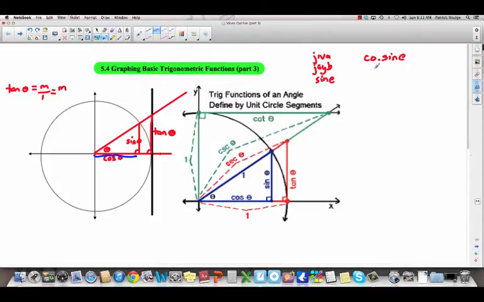Complementary angles add up to 90. So for example, this is something you might have noticed. If you have sine 30 degrees, it's exactly equal to the cosine of 60 degrees, and 30 and 60 are complementary. Same if you have sine 40 degrees, it's equal to cosine 50 degrees, and they're complementary.